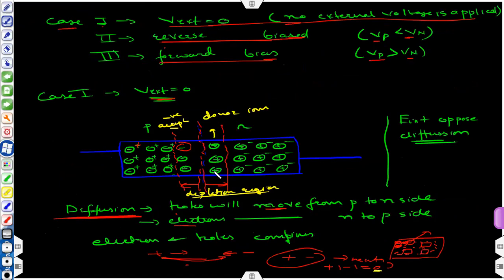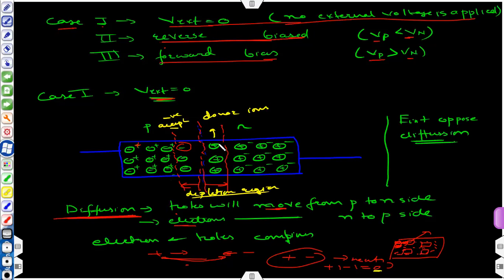Okay, so this is a phosphorus ion having one positive charge and it is fixed. It is bounded. It is forming covalent bonds with the surrounding silicon atoms, and this is a boron atom. It is also fixed, so it cannot move. It cannot contribute to the flow of current. The free electron and hole got combined. So this is the case.